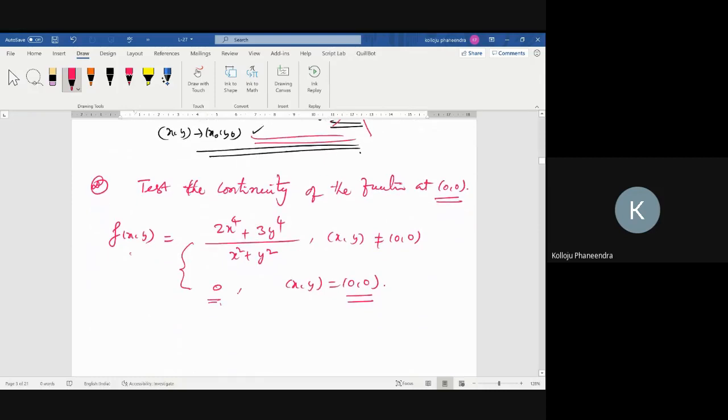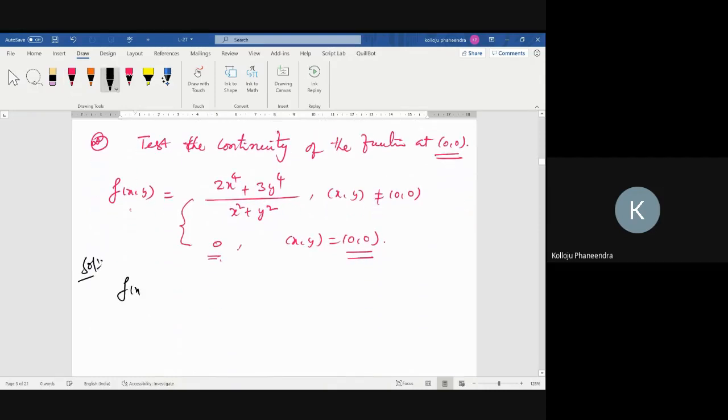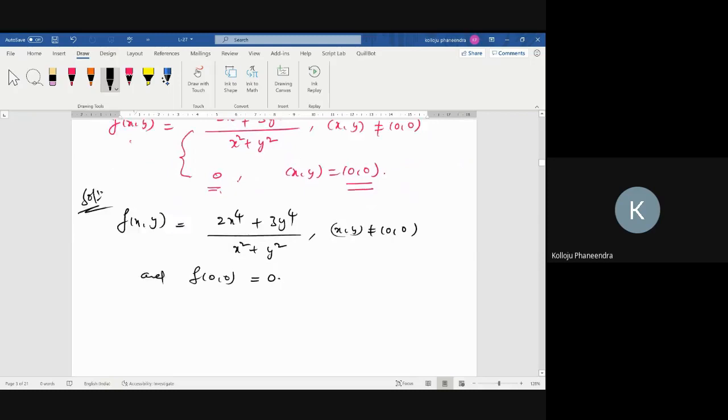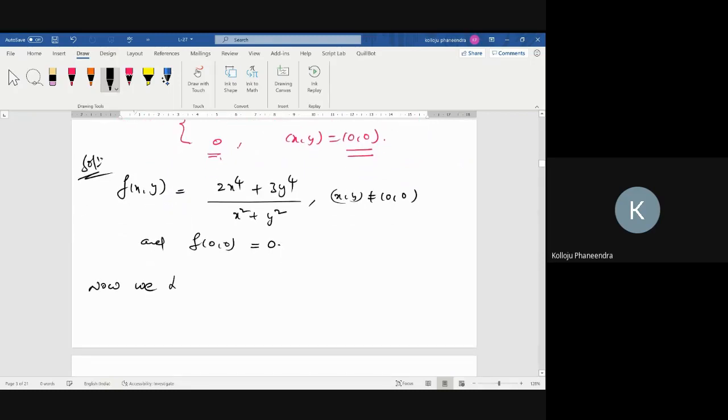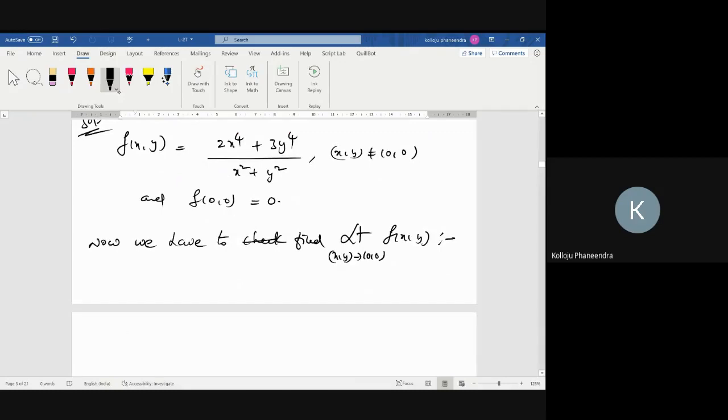So first, f of x y equal to 2x power 4 plus 3y power 4 by x square plus y square, for x y not equal to 0, 0. And f of 0, 0 is given as 0. So let me check the limit value now. We have to find the limit as x y tends to 0, 0 of f of x y, that is, 2x power 4 plus 3y power 4 by x square plus y square. So which method is better? Along any path is better.